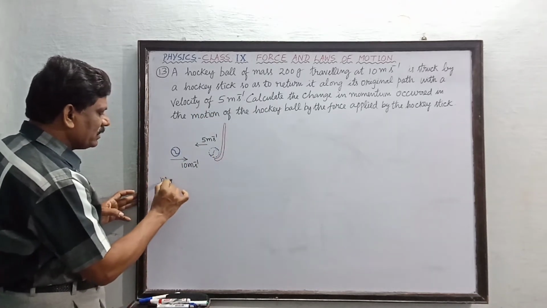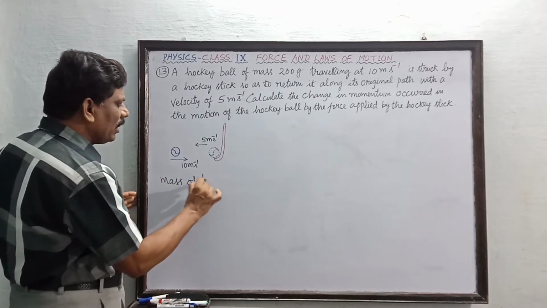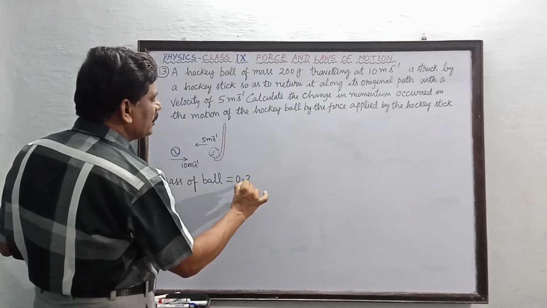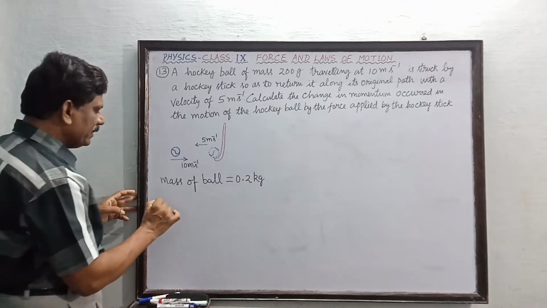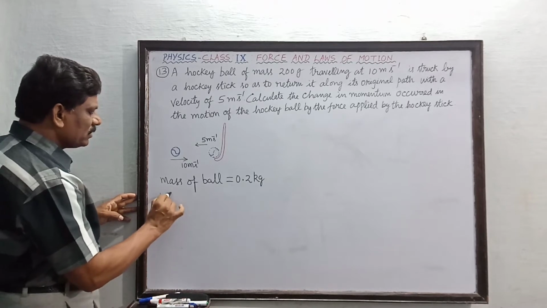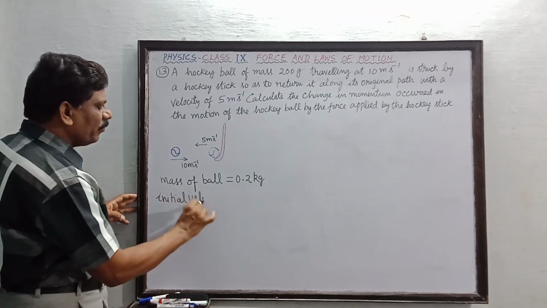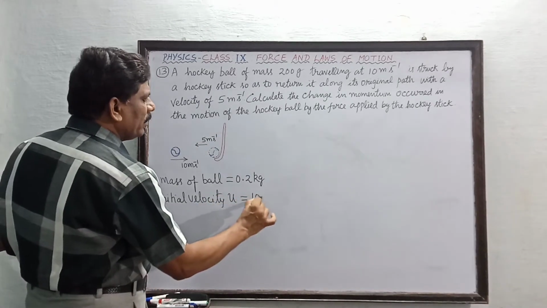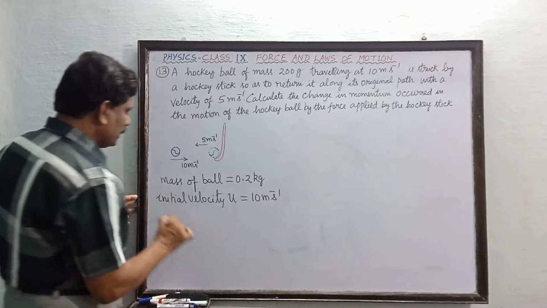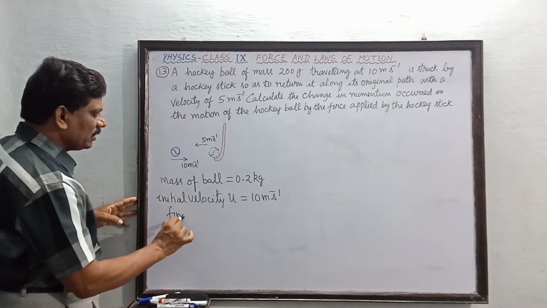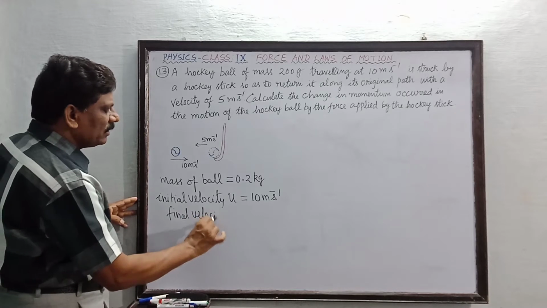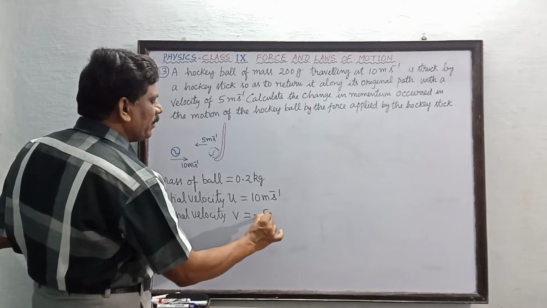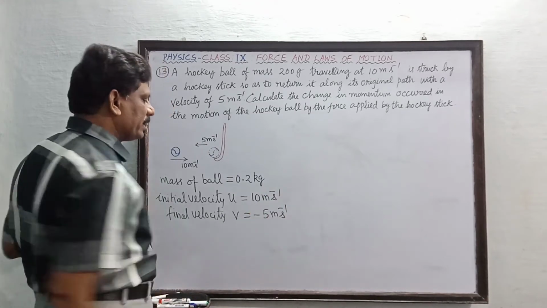So now first I will write mass of the ball. So that is equal to 200 gram. 200 gram can be written as 0.2 kilogram. And initial velocity of the ball, I will take u equal to 10 meter per second. And the final velocity of the ball, since it is coming in the opposite direction, v is negative, so it is minus 5 meter per second.